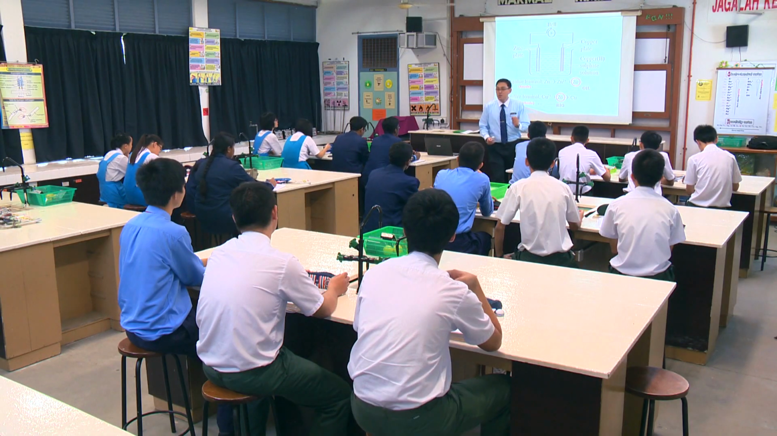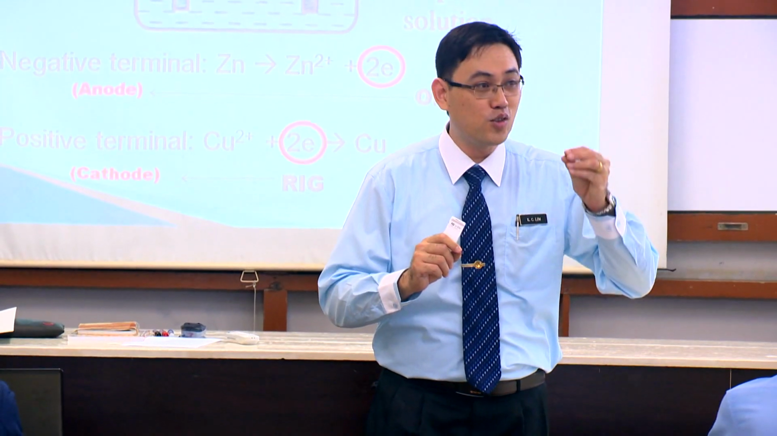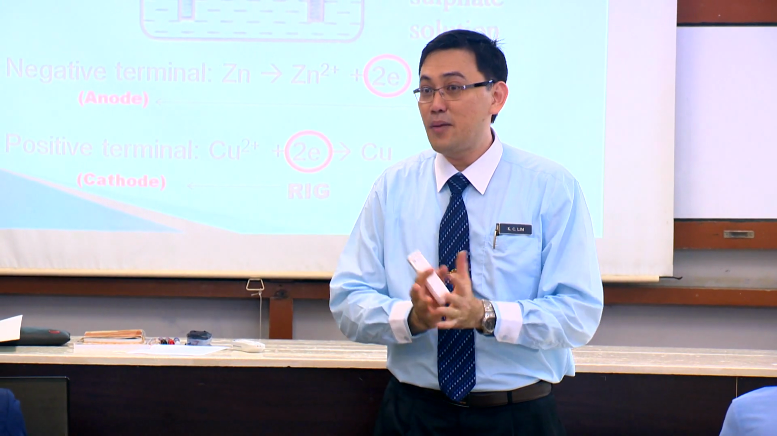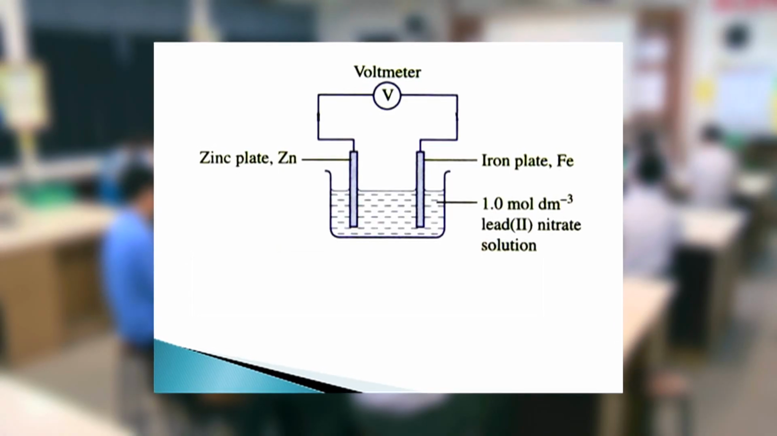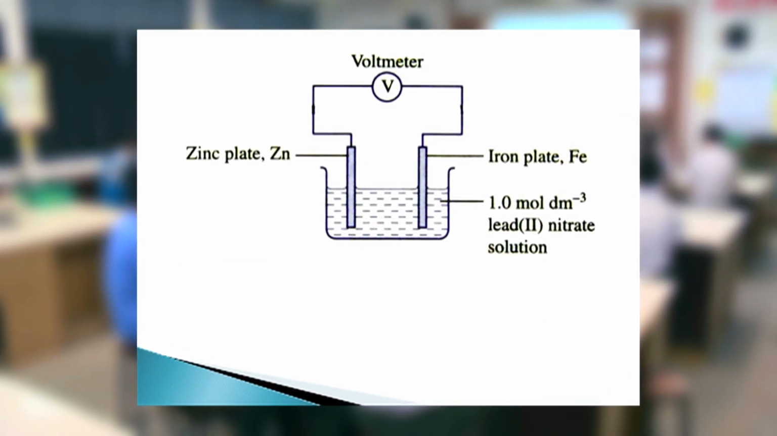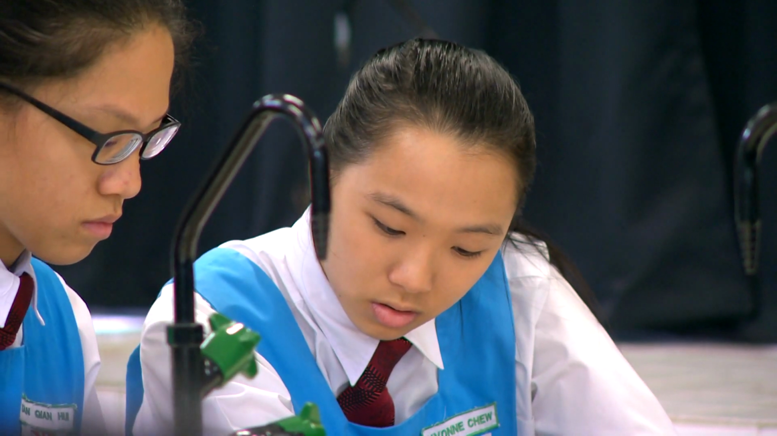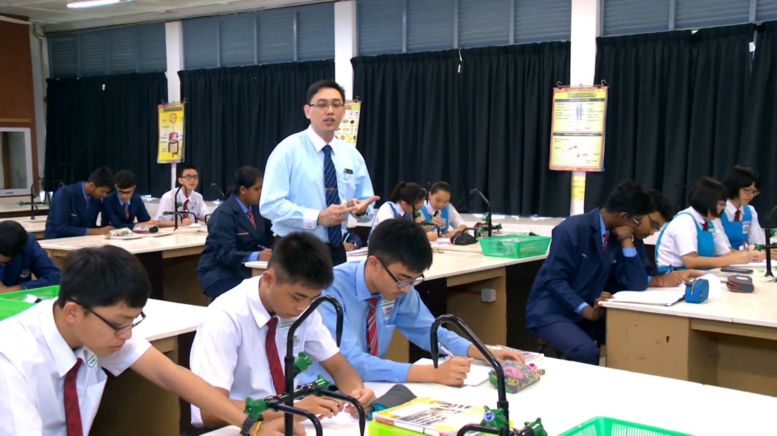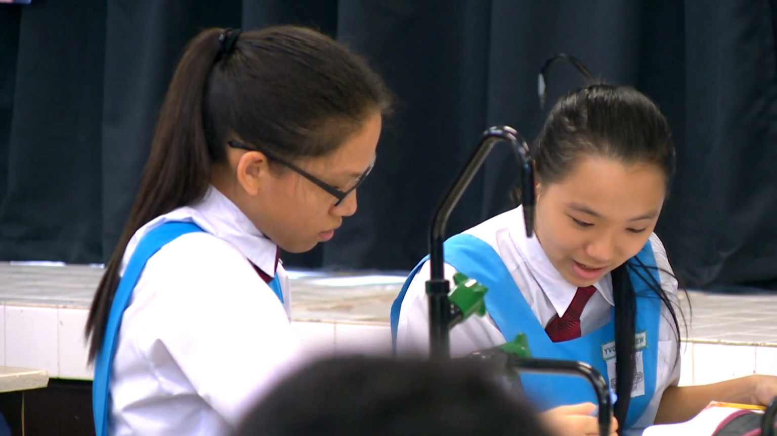What I want you to do is try the questions so that you understand what is inside the chemicals and how to write down the half equation. Okay, let's try this question. You may work in pairs. Discuss with your friends what the chemicals used are. For number 2, write down the half equation for the negative terminal and also the positive terminal.